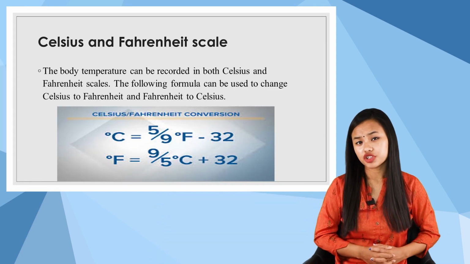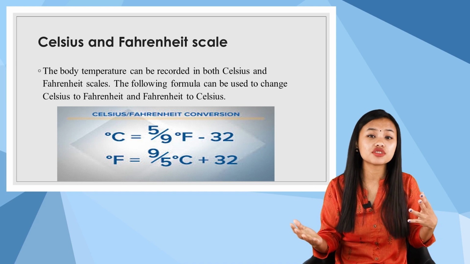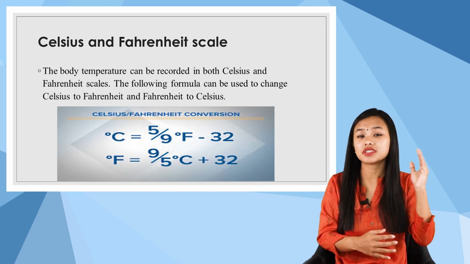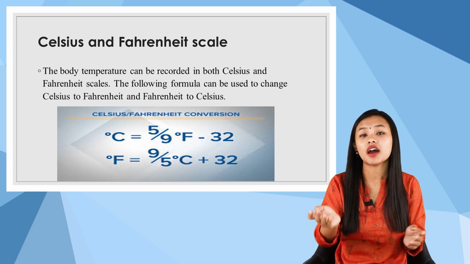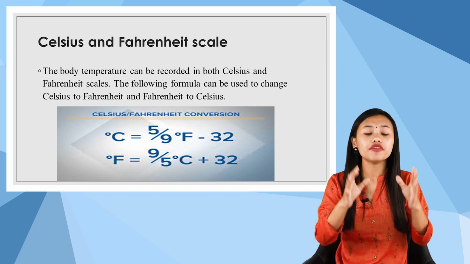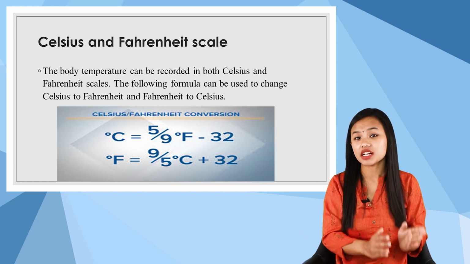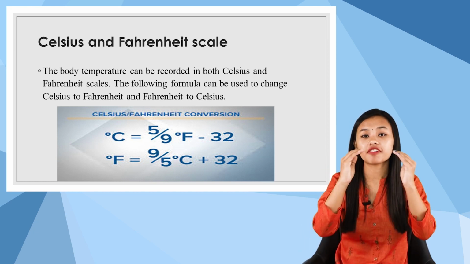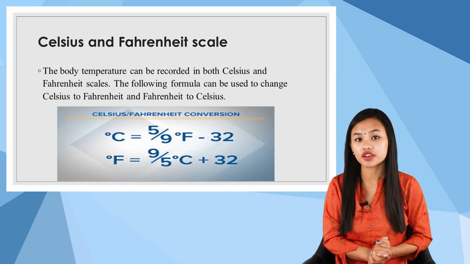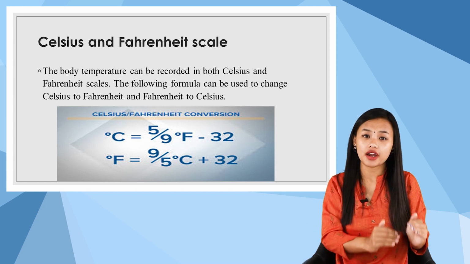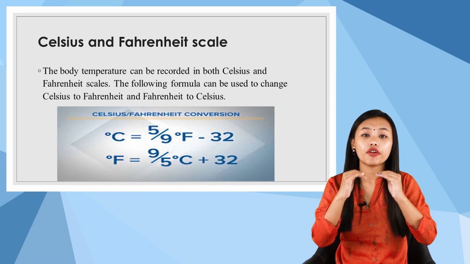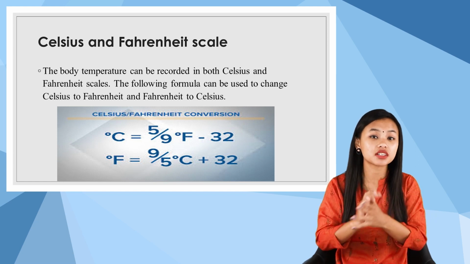So this body temperature can be recorded in both Celsius or in Fahrenheit. However, if you need to convert Celsius into Fahrenheit or Fahrenheit into Celsius, then the following formula can be used. If you need to convert from Fahrenheit to Celsius, then you can use this formula, that is 5/9 (degrees Fahrenheit minus 32). Whereas if you need to convert from Celsius to Fahrenheit, then you can use this formula, that is F, which is equal to 9/5 degrees Celsius plus 32.